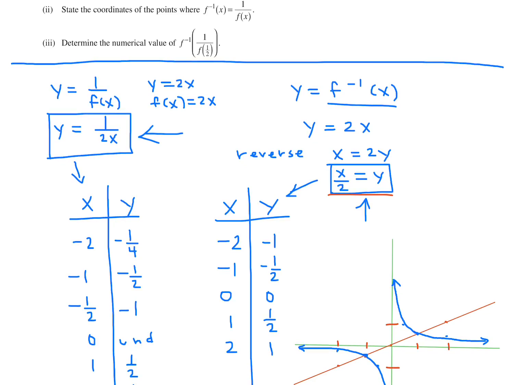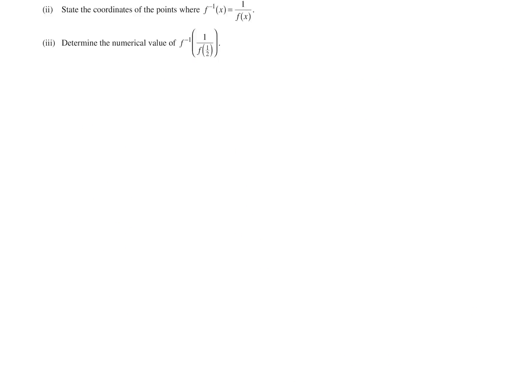Now we get to part 2. State the coordinates of the points where f^-1(x) is equal to 1 over f(x). Okay? From the previous question, we had figured out that 1 over f(x) has a value of 1 over 2x, right? Because f(x) was equal to 2x. They give you that in the original equation. And then f^-1(x), well, that was the inverse.